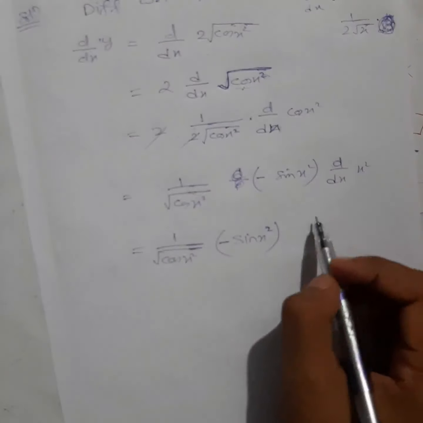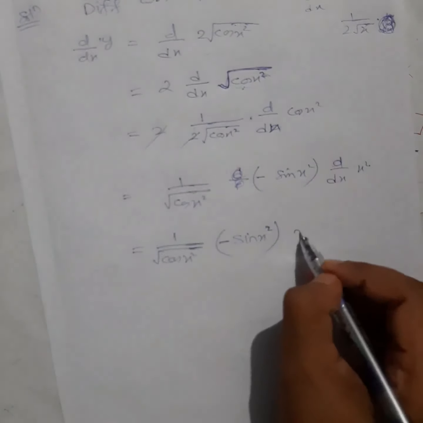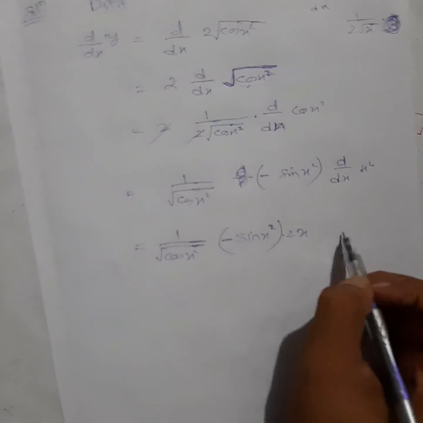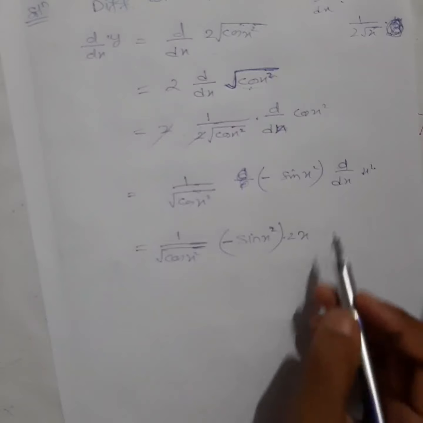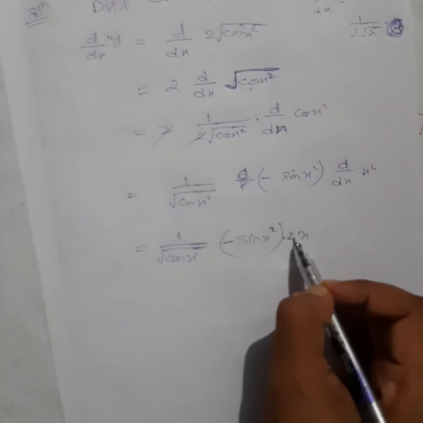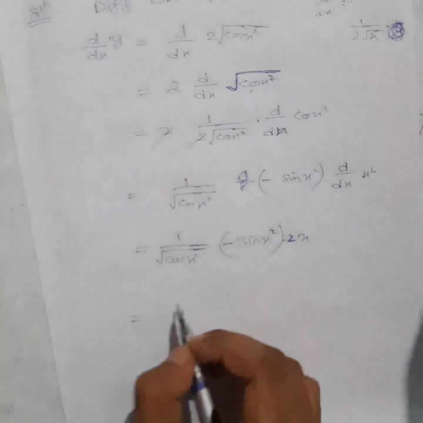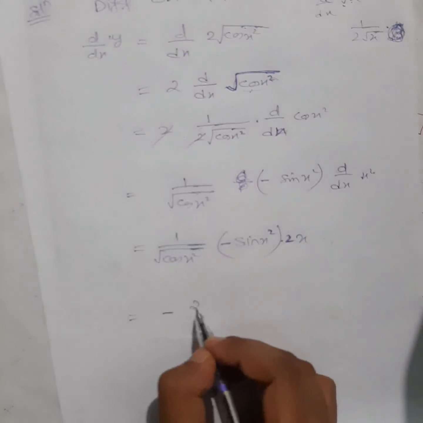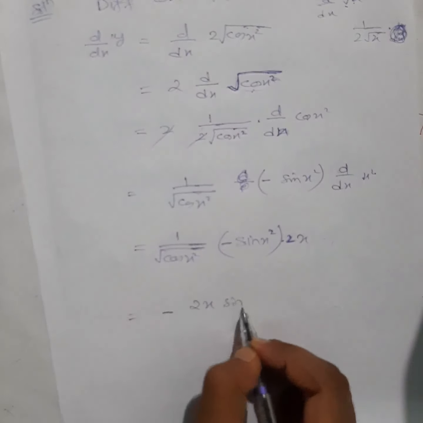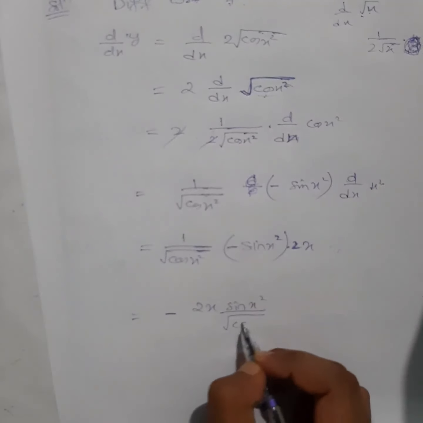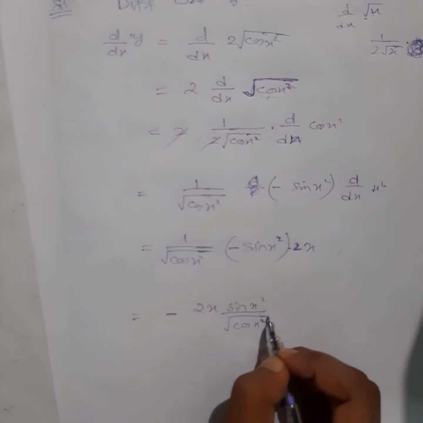So d/dx of x square will be 2x to the power 1. Right, now again x you have to derive, but dx by dx will give you 1 only. So no use of writing. So there it will end. So arrange this one well. Minus will come out. 2x sine x square by root cos x square. That's it.